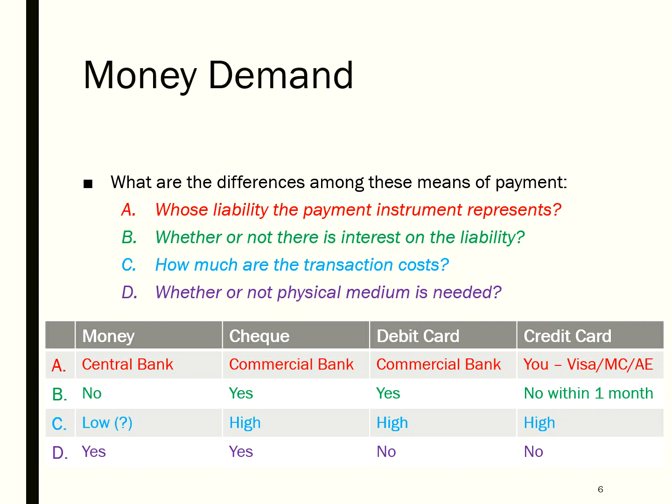Anyway, the last criteria to compare different means of payment is whether or not a physical medium is needed. And money, of course, we use paper or coins. So yes, you do have that. And for check, you use a piece of paper and write on it and exchange it. Debit card or credit card, you don't need to exchange anything. You just put in your PIN. So you don't really need any physical medium to finish that payment. So that's how we compare different ways of payment using different criteria.